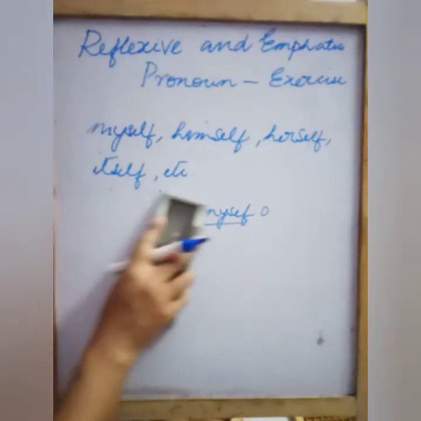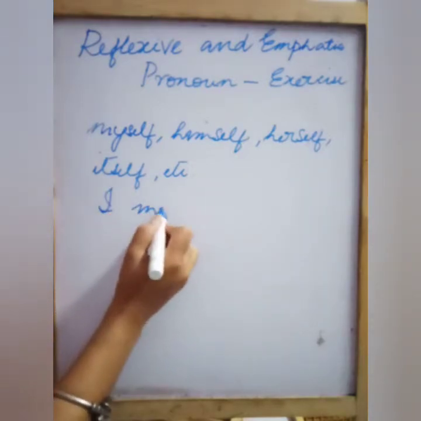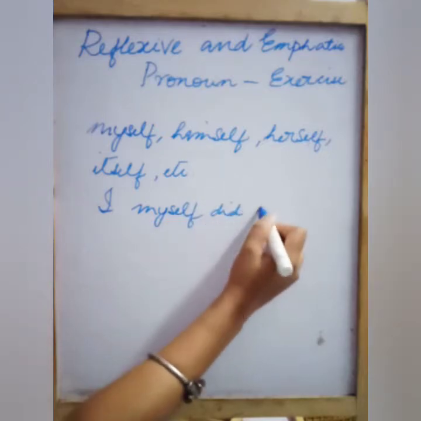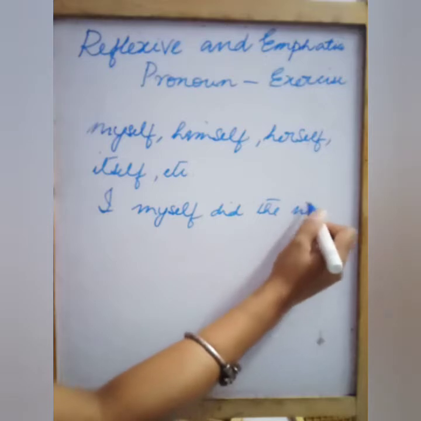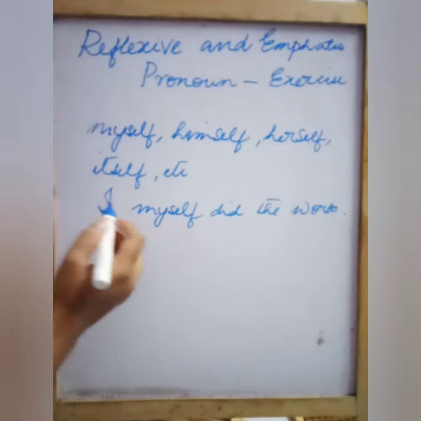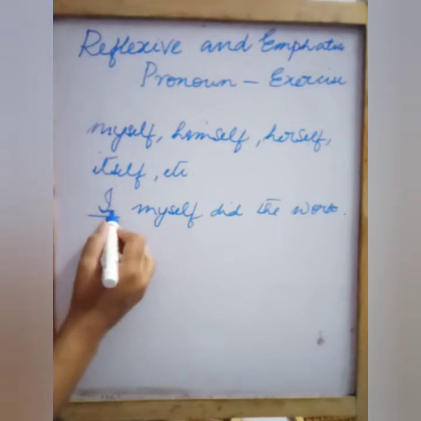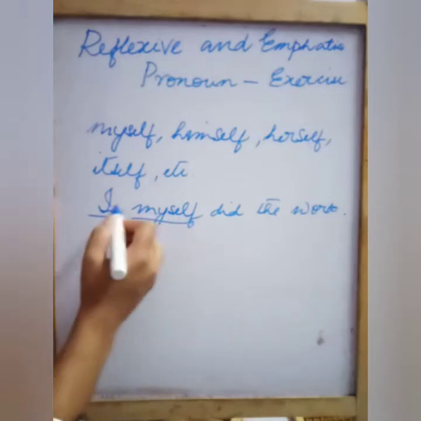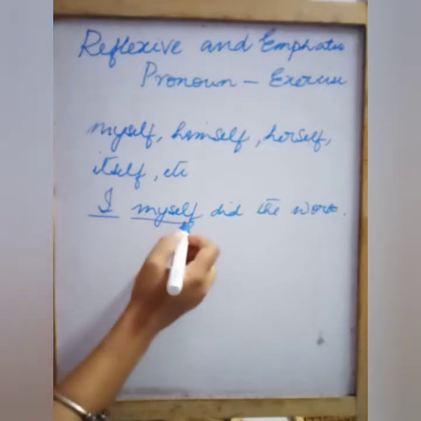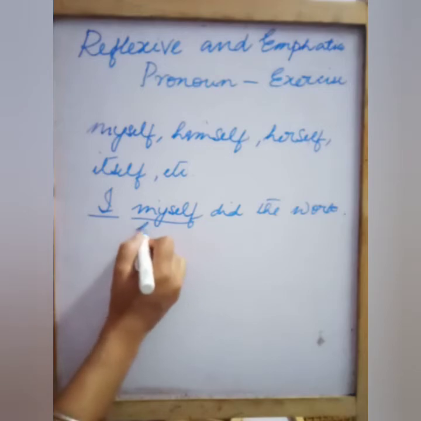And suppose I say, I myself did the work, right? So I myself did the work. That means here I am just emphasizing the work. I am emphasizing with what? I am emphasizing with myself. I myself did the work. Alright. So I am emphasizing the action of the subject. So in this case, this pronoun is what? It is an emphatic pronoun.